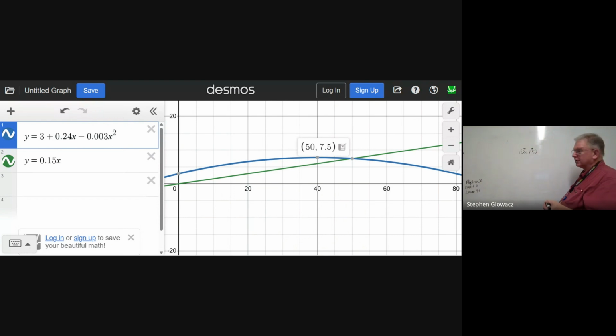So interpreting the answer in context, we don't want to just write an ordered pair in our packet. We would write, after 50 seconds, the cannonball lands 7.5 miles up the hill. Again, because x was our time in seconds, after 50 seconds the cannonball lands, make sure we get all that right, 7.5 miles, because y is the distance in terms of miles, 7.5 miles up the hill.